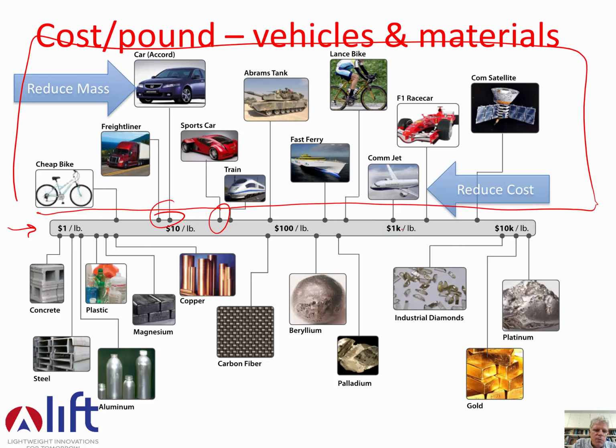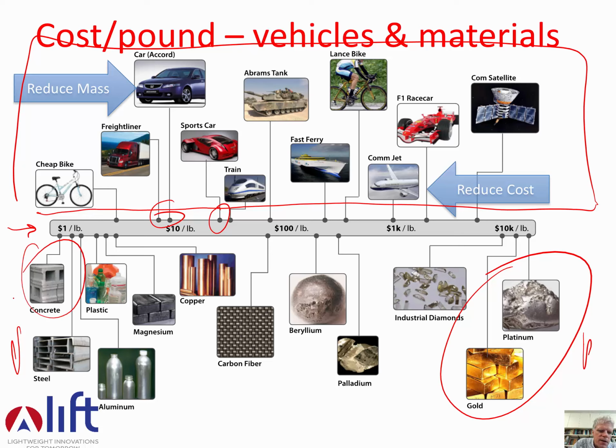And we can compare that with the prices of materials. This is cheap materials down here, very expensive materials over here, and again, there's a huge range. Gold, diamonds, platinum up here are extremely expensive, thousands of dollars per pound. Concrete is about $1 a pound. But even among materials, there are real differences. Steel is about half of that on a per pound basis versus aluminum. Magnesium costs a little bit more. Carbon fiber costs quite a bit more, usually $10 a pound or up.